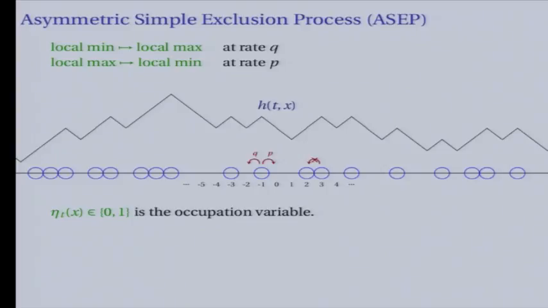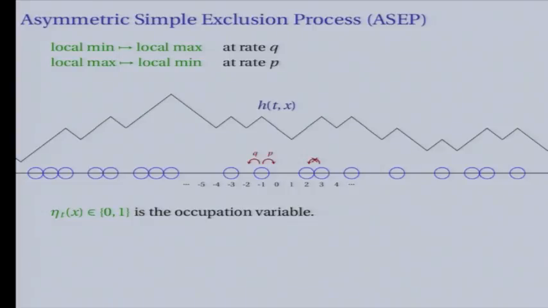Okay, so I'm going to be interested in the asymmetric simple exclusion process. And just a quick picture about it. So we have particles in Z. We're only going to work in one dimension. And particles jump to the left at rate Q, to the right at rate P. We assume P plus Q equals 1.